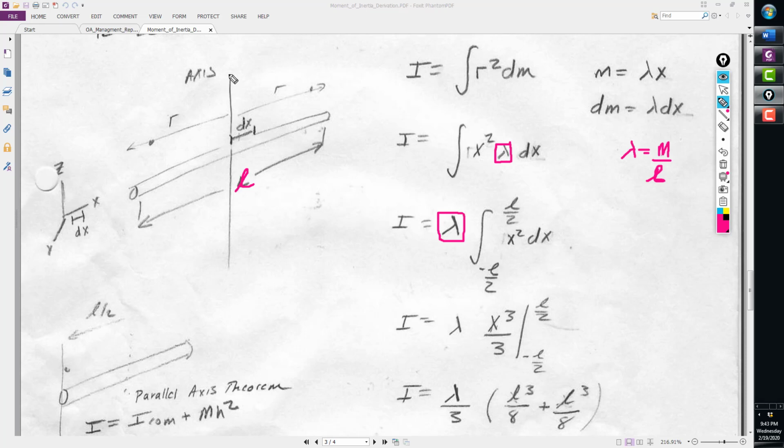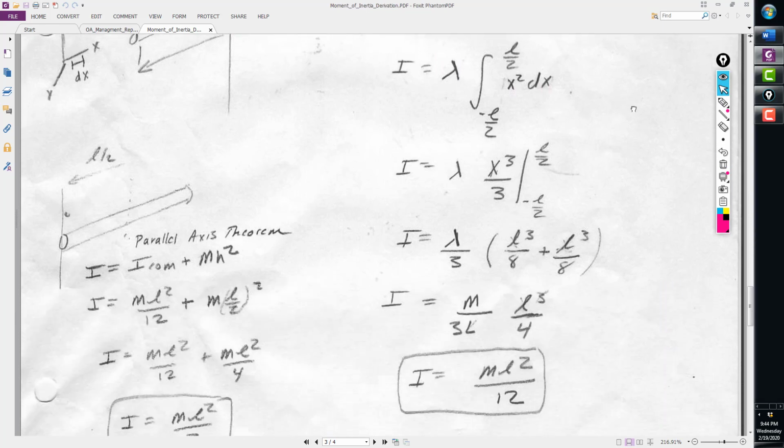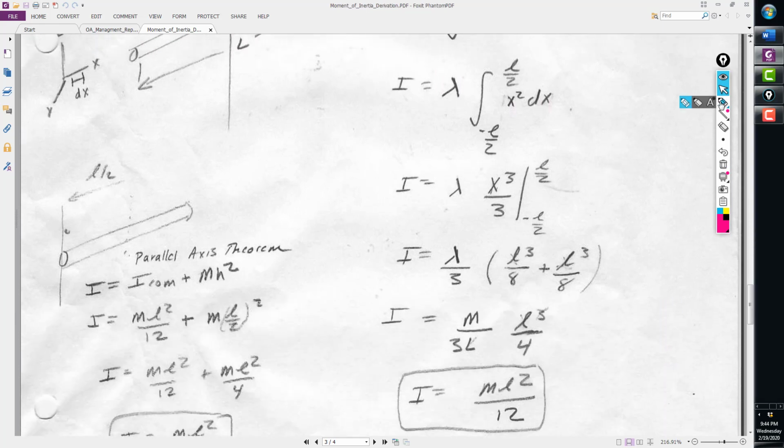Now, since I'm rotating about the center that's perpendicular to the rod, if this is my 0 point and the total distance is l, I'm going to have to go from negative l over 2 to l over 2. So we're left with lambda integral from negative l over 2 to l over 2 of x squared dx. And we're going to integrate that and get x cubed over 3 from negative l over 2 to l over 2, times lambda.